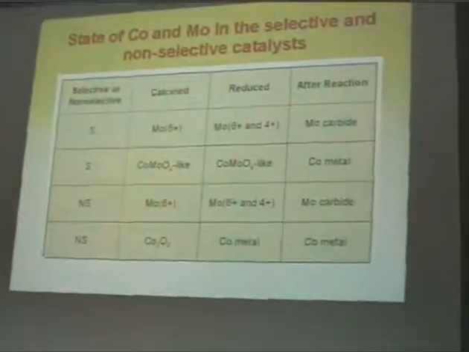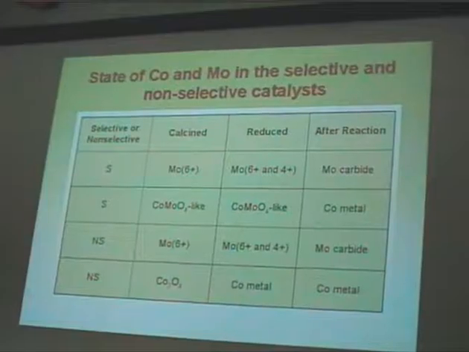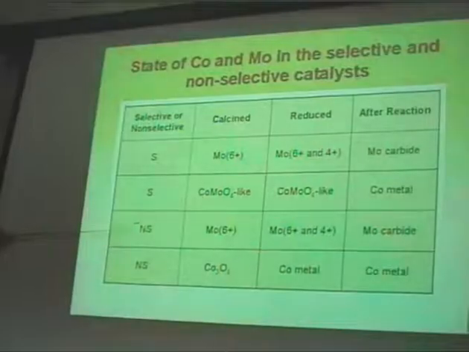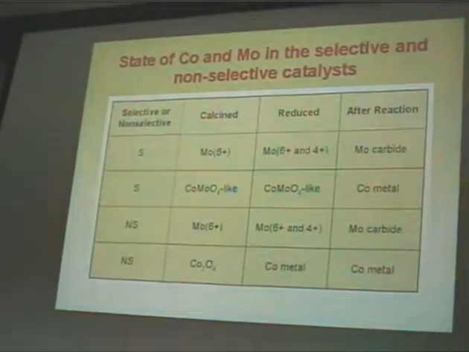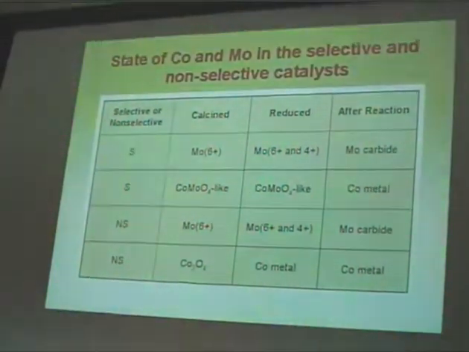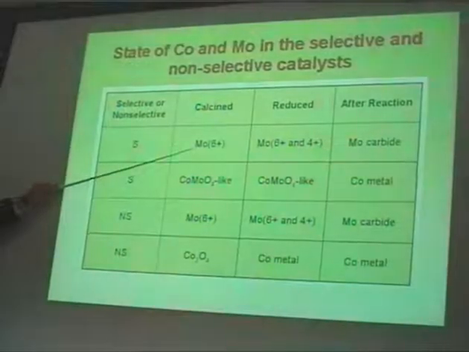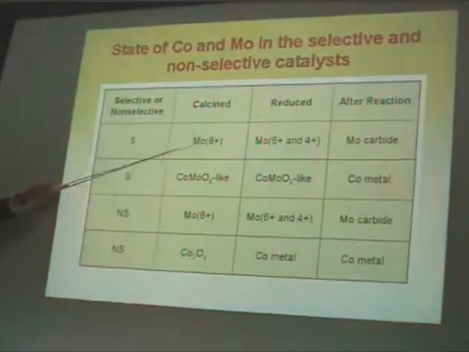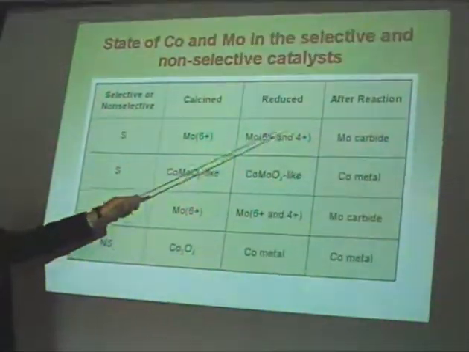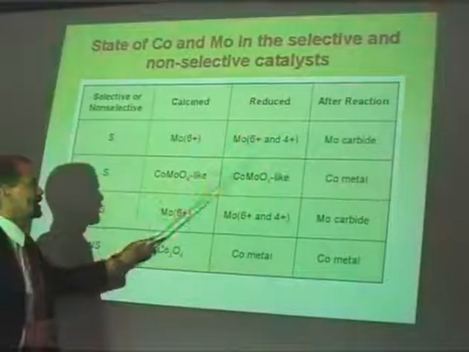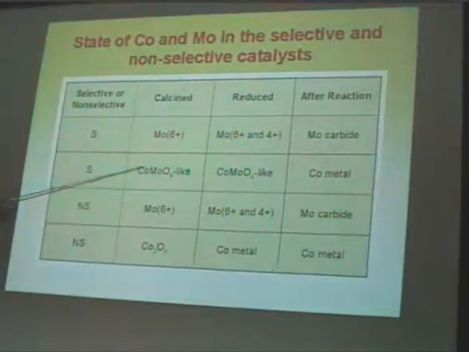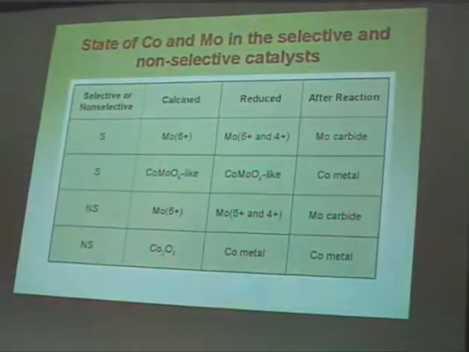Okay, before I put the cartoon of this picture, let me review this. We have selective or non-selective catalysts. This one is those in which the cobalt to moly ratio is low. Okay, all of the cobalt is stabilized by moly. Before the reaction, all the moly is in the 6+ state. After it gets reduced, we have a mixture of 6 and 4. This is necessary because during the reaction, that moly becomes moly carbide. In the selective catalyst, the cobalt is in the cobalt molybdate-like form, that is, stabilized by moly.